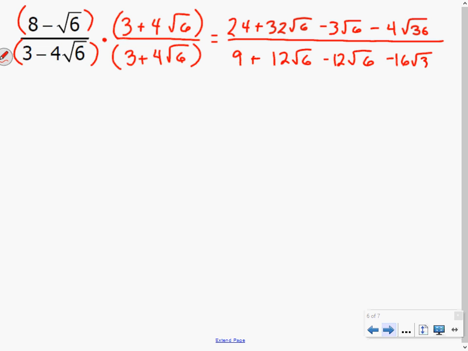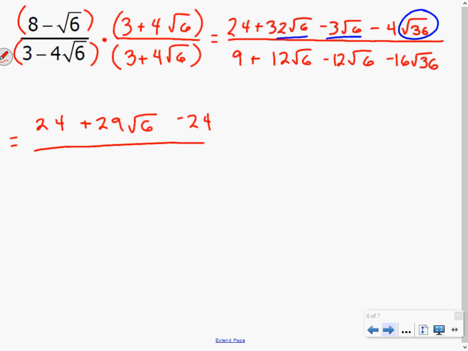So let's go through, combine, break some things down, and clean it up. So in the numerator, these both have square root of 6s, so they're going to combine. So we've got 24 plus 29 square root of 6, and then this square root of 36 is really just 6. Negative 4 times 6 is a minus 24. Okay, so there's our numerator. We can come back and clean that up a little bit more in our next step.